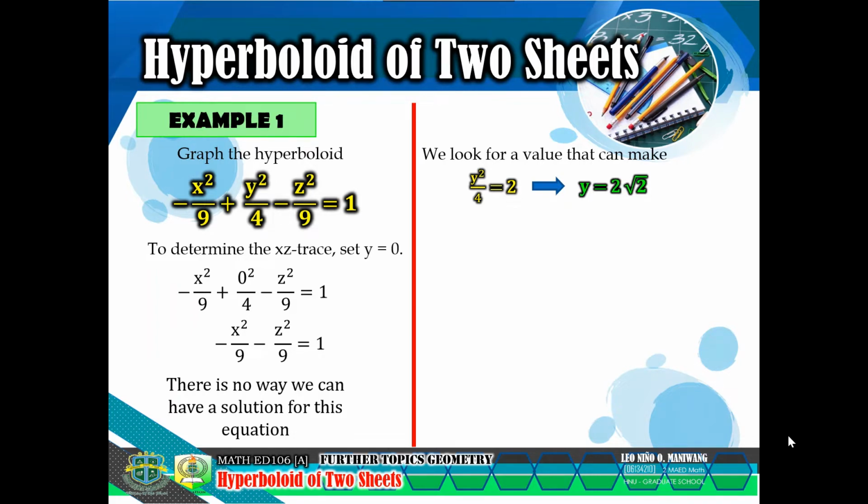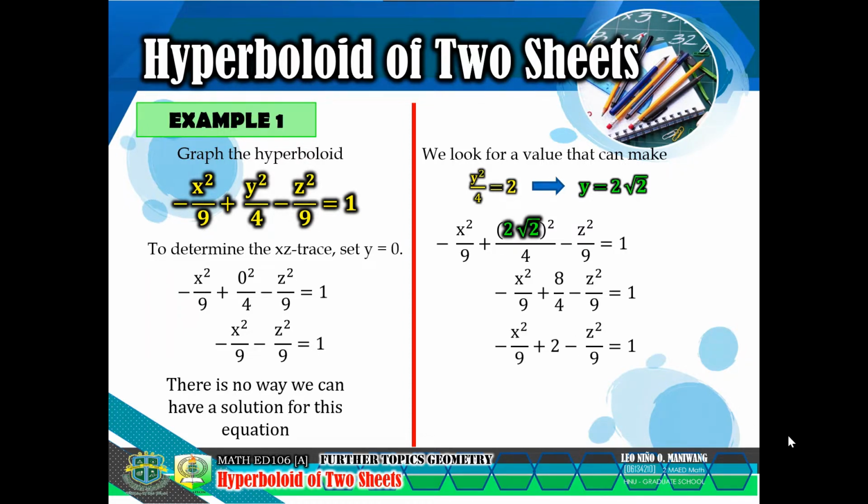We substitute that to the original equation. We have negative x square over 9, then substitute 2 square root of 2 squared over 4 minus z square over 9 is equal to 1. Solving further, we have negative x square over 9 plus, that is 8 over 4, minus z square over 9 is equal to 1. And that will give us negative x square over 9 plus 2 minus z square over 9 is equal to 1.